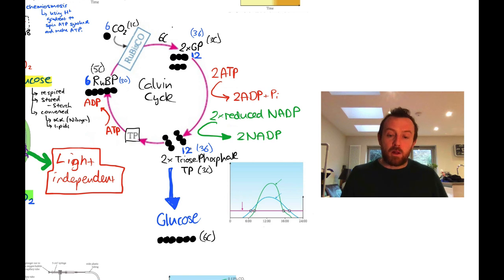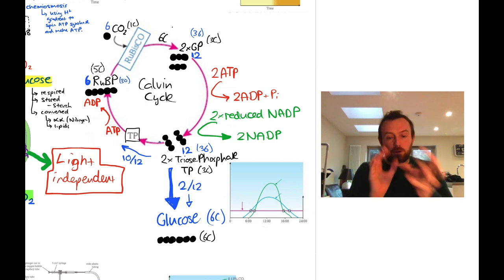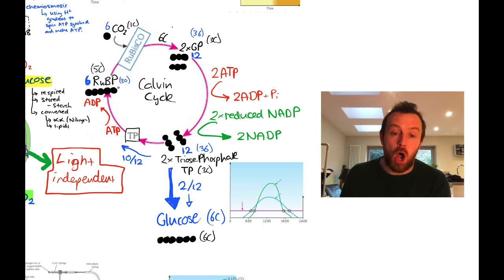Now, out of those 12 molecules of triose phosphate, 2 of 12 go this way, okay? 2 of 12 goes this way. 2 3 carbon molecules gives us the 6 carbon molecule of glucose. How many have we got left? We've got 10 of 12 go this way. So 10 of those 3 carbon molecules is 30 carbons going this way. And those 30 carbons, 10 3 carbon molecules, are reshuffled and rearranged back into 6 5 carbon molecules, which gives us 30 again. Okay, so 10 of the 12, 30 carbons, regenerate the 30.